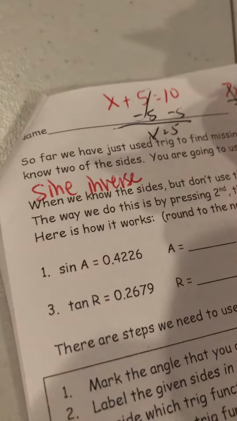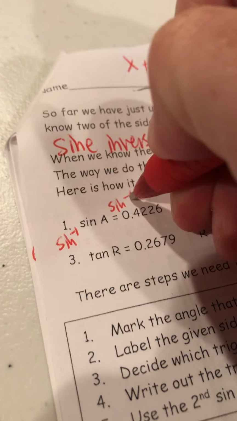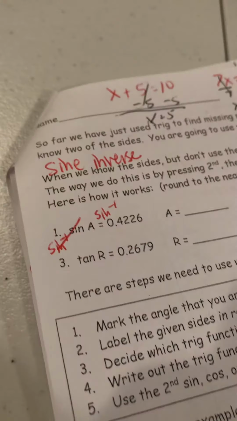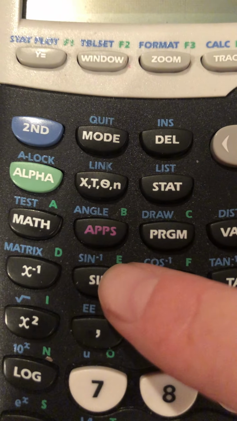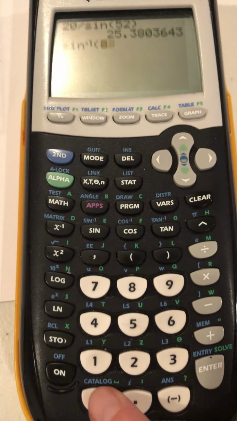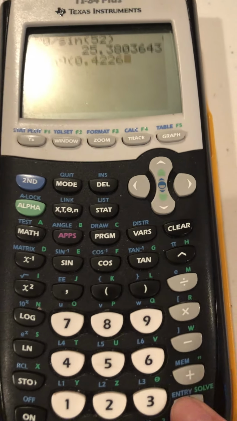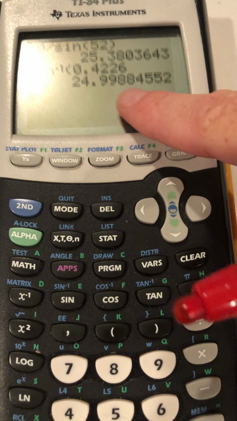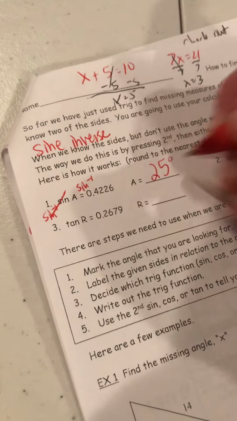It's sine inverse. So here's how we say it. Sine inverse, and the way we would write it is sine to the negative 1, and that would leave me with A. So in my calculator, right here, do you see in blue? So I'm going to hit second sine. So now it says sine inverse of 0.4226, and it says 24.999. That's close enough to 25 for us.